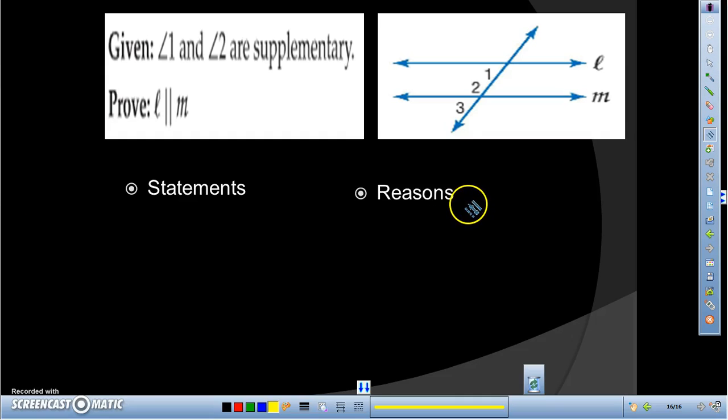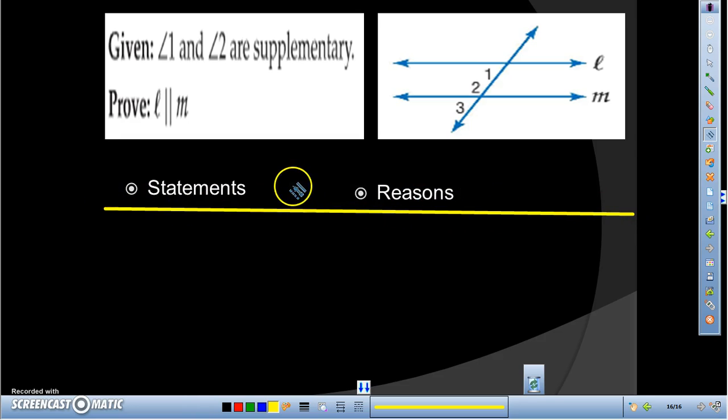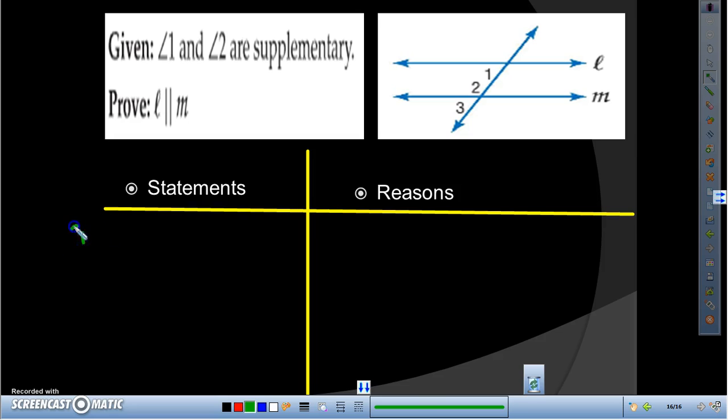So go ahead and jot down all of your given information in the figure here and get your two-column proof ready with your vertical line and horizontal line dividing your statements from your reasons. First statement, always, whatever you're given: angle 1 and angle 2 are supplementary. What's my reason for that? As always, because it was given.